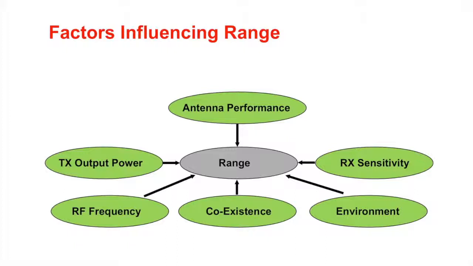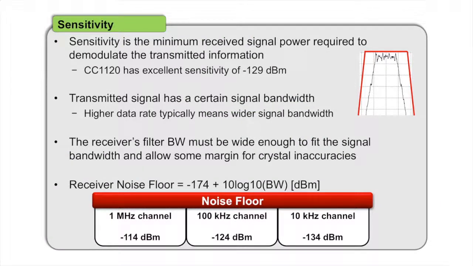Sensitivity is defined as the signal power level required for a particular quality of received information. For digital radios, quality is measured by the bit error rate. The CC1120 has an impressive -129 dBm sensitivity at low data rates. The sensitivity limit is set at 1% bit error rate.